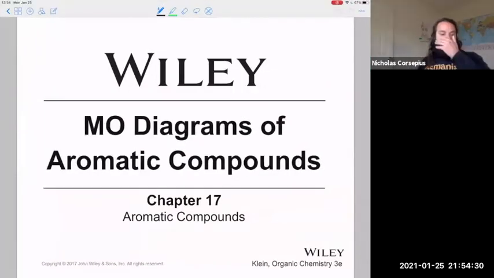All right, so last lecture we talked about these rules for aromaticity, and in particular being able to classify a molecule as being aromatic, anti-aromatic, or non-aromatic. Probably the most important skill from this chapter is that. But now we're going to focus on molecular orbital diagrams, which is going to be our explanation as to why aromatic compounds are really stable and anti-aromatic compounds are really unstable.